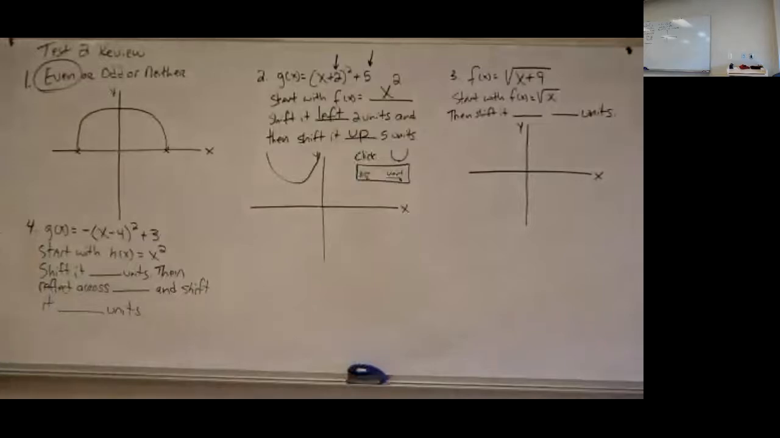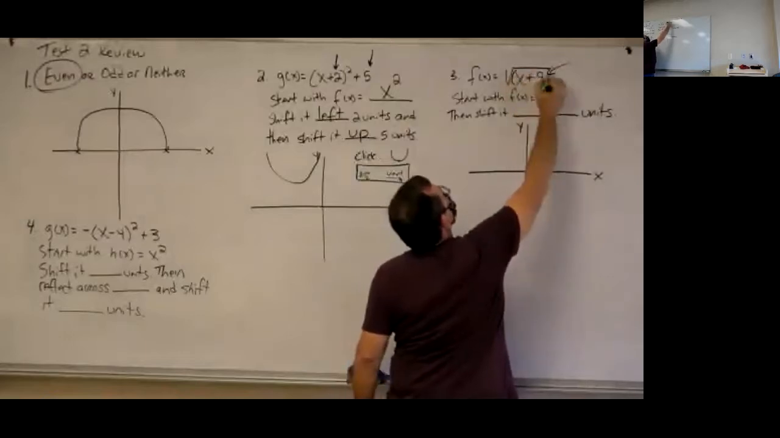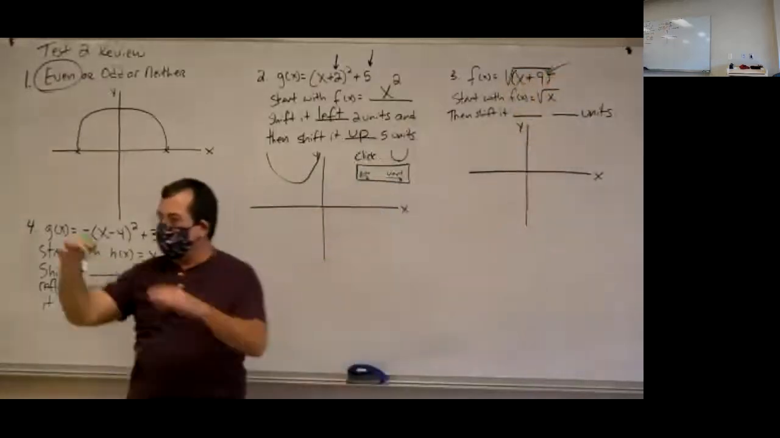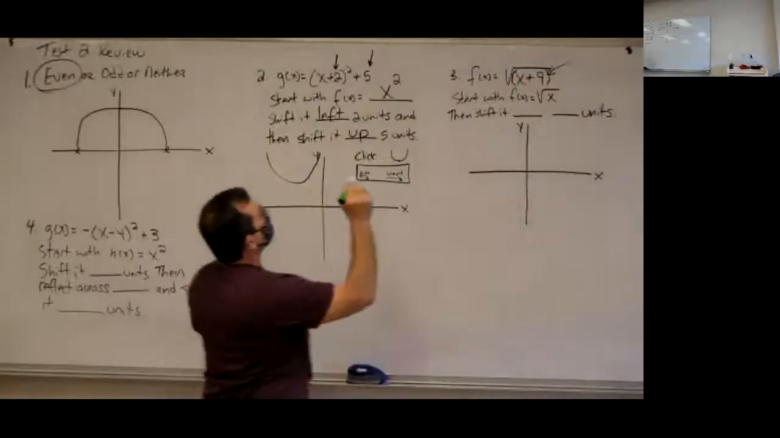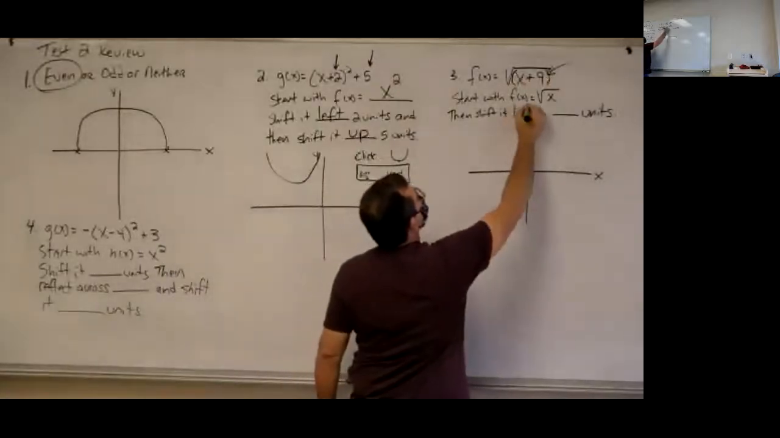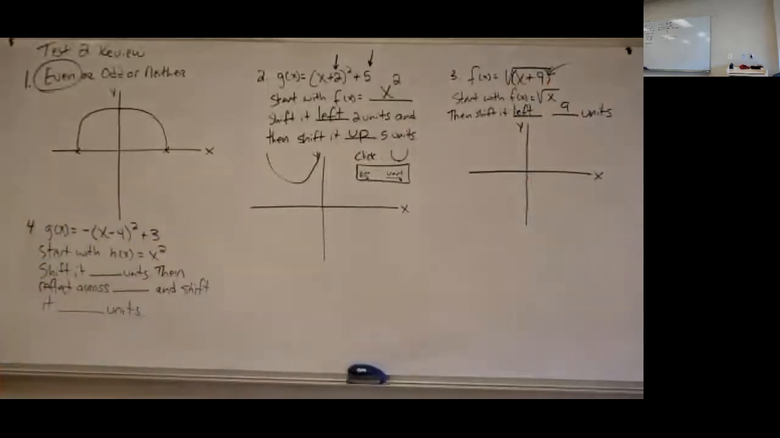All right, so number 3, they gave me f of x equals square root of x plus 9. And they filled out the first part: start with f of x equals square root of x. So they gave me that. But then I got to figure out what that plus 9 is doing. And you always want to treat stuff under a radical like it's in parentheses. So that's going to be a horizontal shift, left or right. Since they're adding 9, this will actually shift left 9 units. Okay. So anything under that radical is treated as if it was in those parentheses.